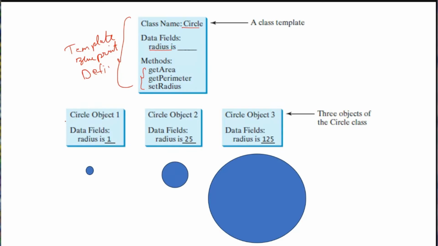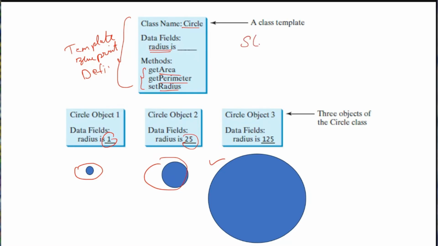So when you are creating the objects, with radius 1, this circle has been created. With radius 5, this circle has been created. And with radius 125, this circle has been created. What I'm trying to say is it's like a blueprint, like a template. You define that there must be a radius, an area, a perimeter, and something for setting the radius. So you have this template, this definition, this blueprint, and from this blueprint you can create as many objects as you like, and these objects are the instances of a class.